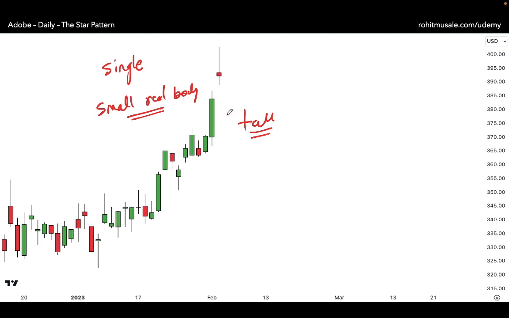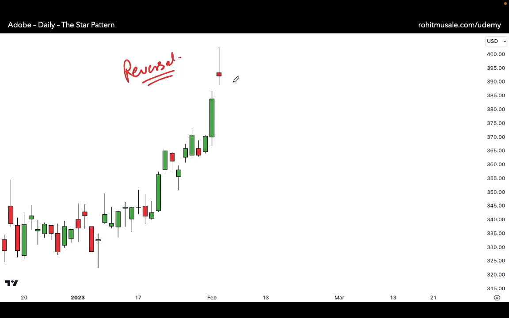There is a rising window here. But if this candle had a shadow like this, the shadows can touch each other, but the real body should not touch. That's the main condition. And this is a reversal pattern. Reversal means after this pattern, the price can either go flat or downwards. The chances that the price will go up from here are very low.